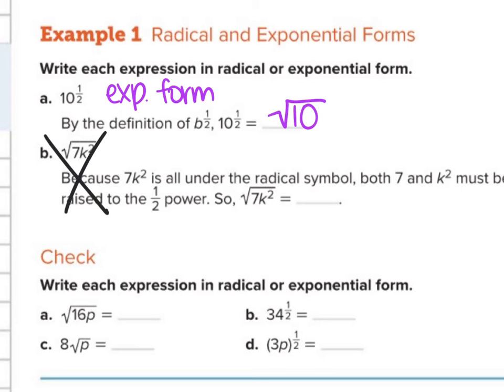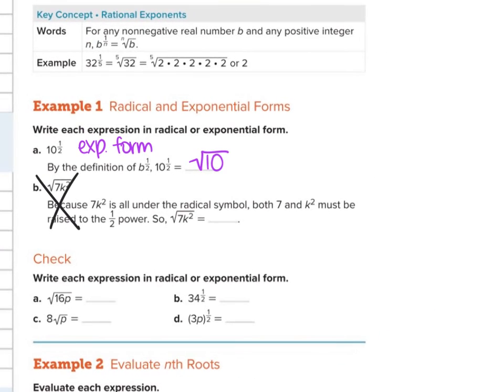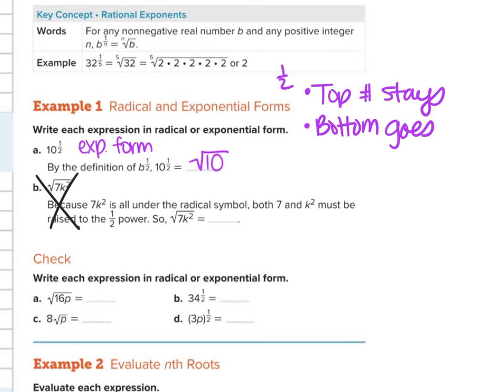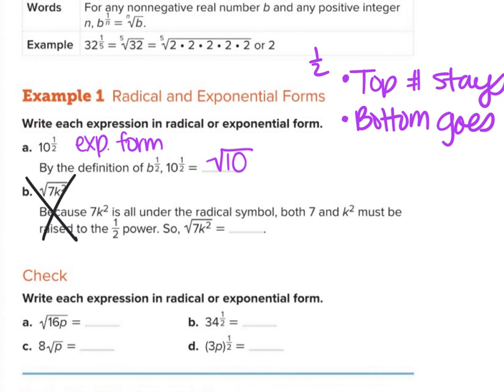Here's how I told them last year to remember it. So you might want to write this. If I have 1/2, top number stays, bottom goes. So the 1, see how it's on top? It stays with the 10. Where would the 2 go? It goes outside of the little box. So the top number stays in, the bottom goes. You do want to simplify that.